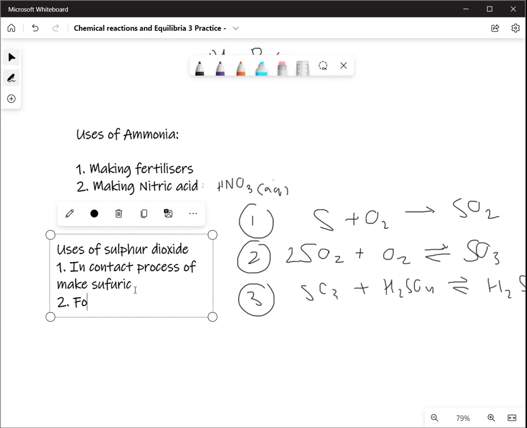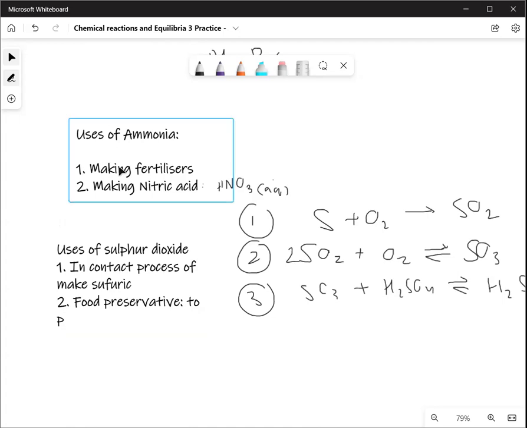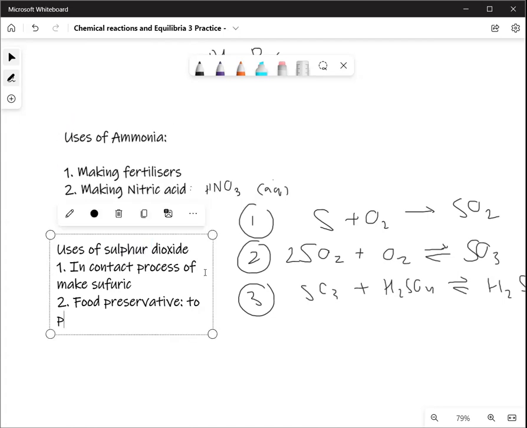So it's make or making? First one, to make. No, in the contact process to make sulfuric acid. And the second one is food preservative, to preserve food, basically. Let's just say food preservative.